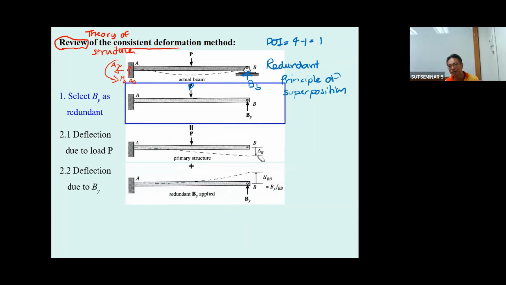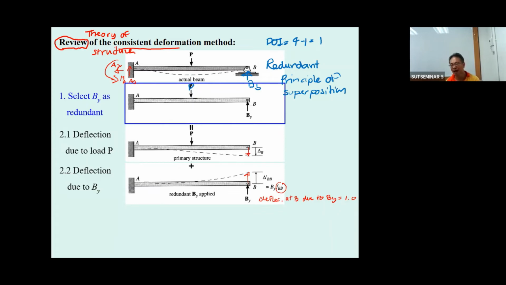For the first, the P, the beam deflects at B by delta sub B. And B sub y moves this one by delta prime sub BB. Since B sub y is unknown, usually we find f sub BB, the deflection at B due to B sub y equal to 1.0. Okay, the deflection at B due to the force 1.0 at B.